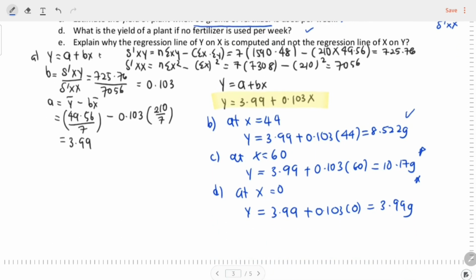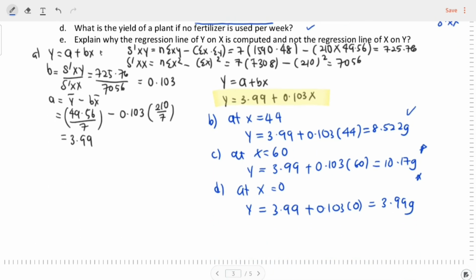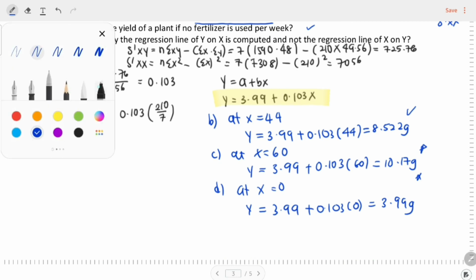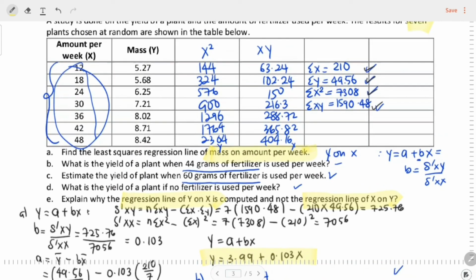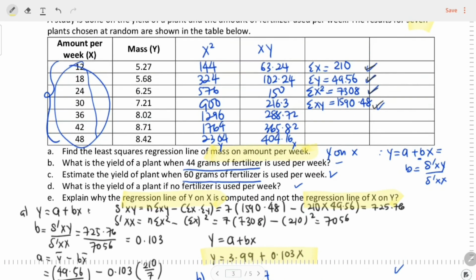So E, explain why the regression line of y on x is computed. What does it mean with computed? It means why do we calculate the regression line of y on x instead of the regression line of x on y. Why do you think so? Like the first page that I introduced to you, there are two types of regression line. One is y on x and another one is x on y.